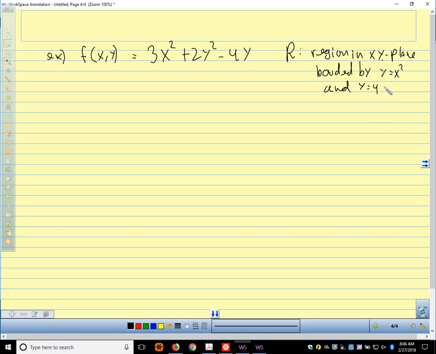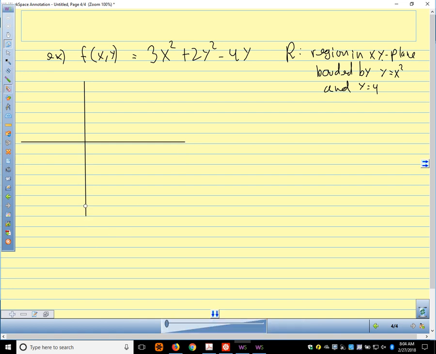All right, what is this boundary? It's like a U shape. So here's y equals x squared. And here is y equals 4.